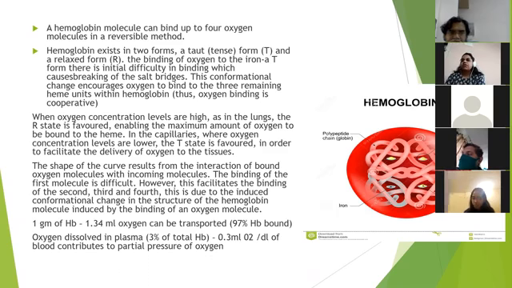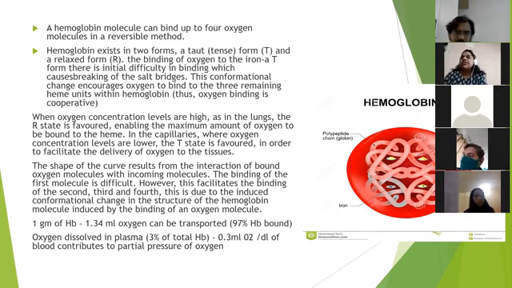1 gram of hemoglobin can carry around 1.34 ml of oxygen, and oxygen dissolved in the plasma is around 0.3 ml per 100 ml of blood. So out of the total oxygen, 97% is hemoglobin bound, and 3% is dissolved in plasma.